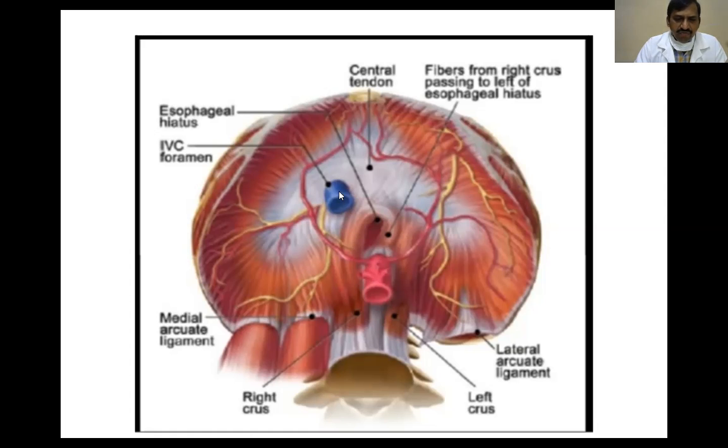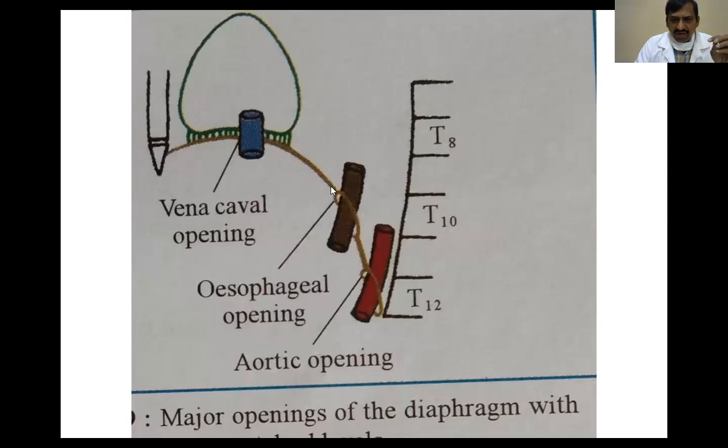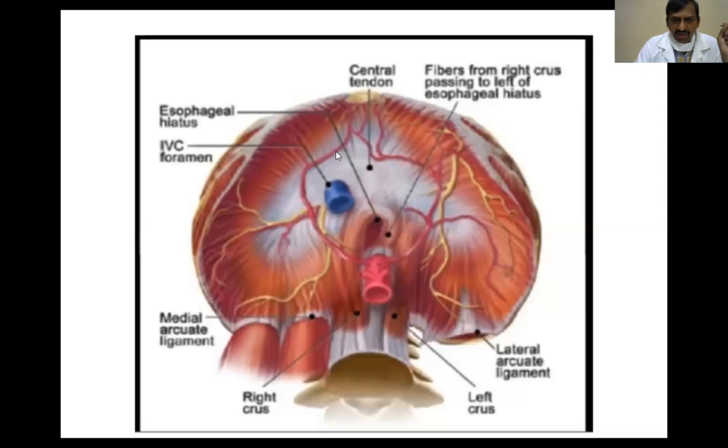Okay, here first, the inferior vena cava opening. The inferior vena cava opening is in the right part of the central tendon of the diaphragm. That is at the level between T8 and T9. At this level, this is the vena cava opening. This vena cava opening is quadrangular in shape, and the periphery of the inferior vena cava is attached to the diaphragm.